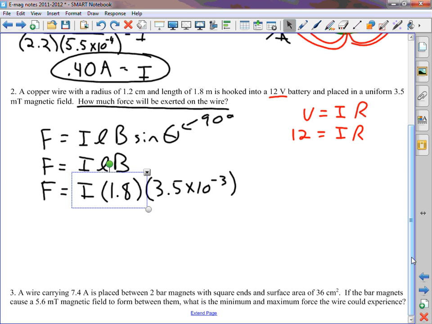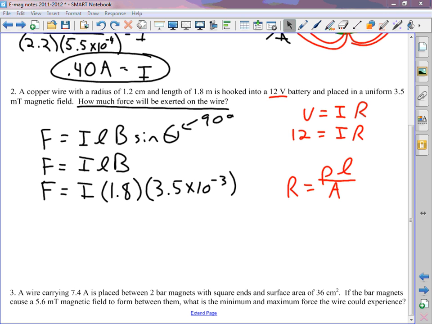So remember back to the basic resistance equation: R equals the resistivity times the length of the wire divided by the cross-sectional area. All right, let's use that equation to solve for the resistance, so then we can plug into Ohm's law and then plug back into our force equation.